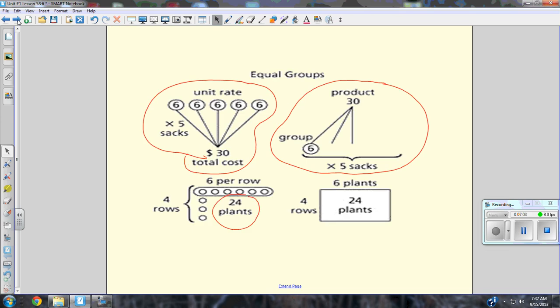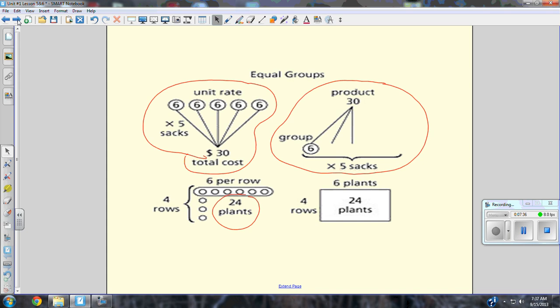Alright, so if you look on this page, and I'd like you to draw these, you have equal groups and different ways to represent equal groups. Up at the top, you have unit rate 6, 6, 6, 6, 6, and you have 5 of them, so times 5 would be a total of $30 total cost. And over on the right, you have the product of 30. Group, you have a 6, and then you have that times 5 stacks, again for a total of 30.